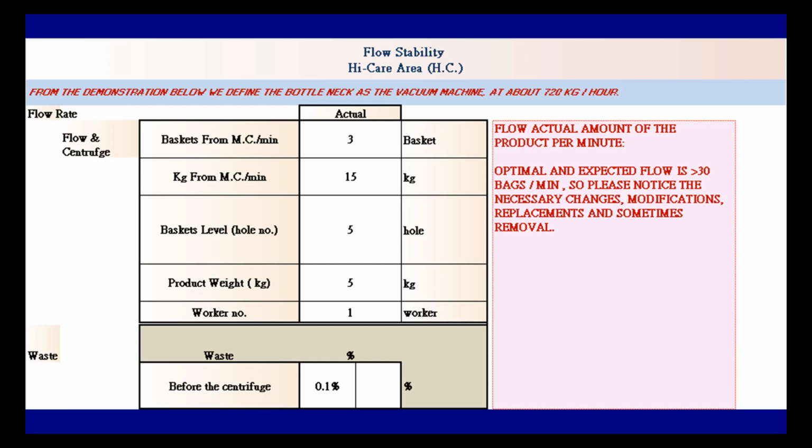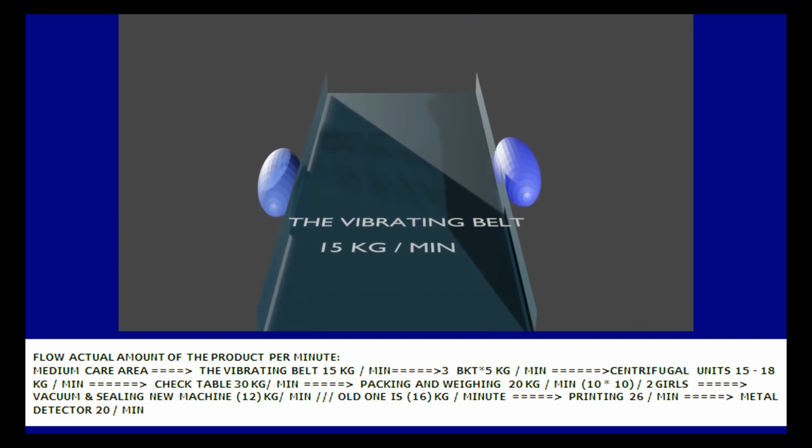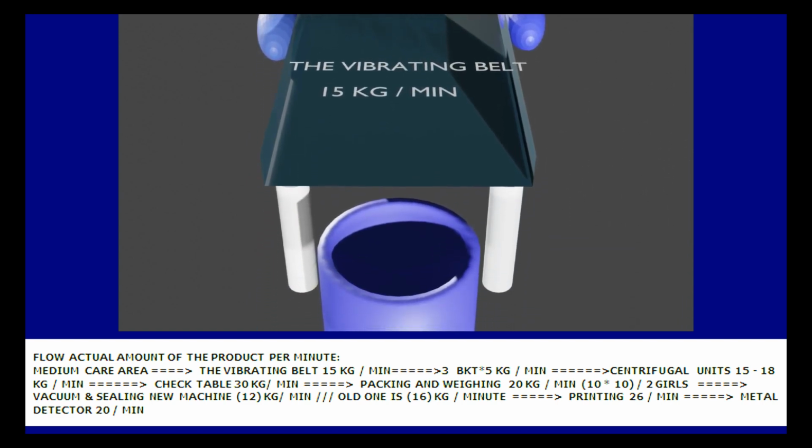Optimal and expected flow is more than 30 bags/min, so please notice the necessary changes, modifications, replacements and sometimes removal. The wastes at this point, where the girl receives the product into baskets, reach 0.1%. And now take a quick look at the flow rate from one machine to another at the third room.